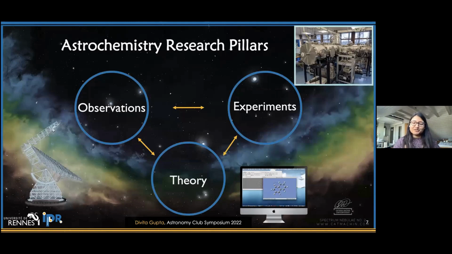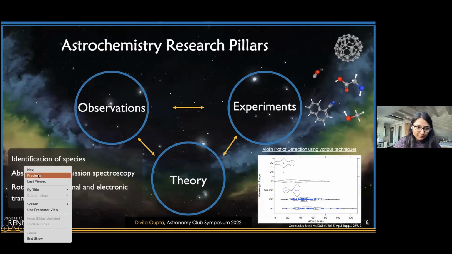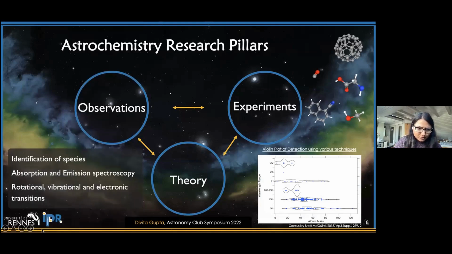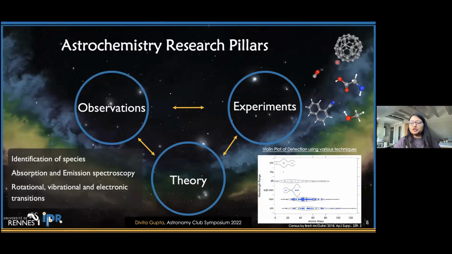All right. So the research for astrochemistry falls onto three pillars, which are observations, theory, and experiments. When you talk about observations, you have identification of species. So you have all these different species, and here I'm showing a few of them. Let me just get my pointer as well. There we go. So you have all these different species which have been detected in space.